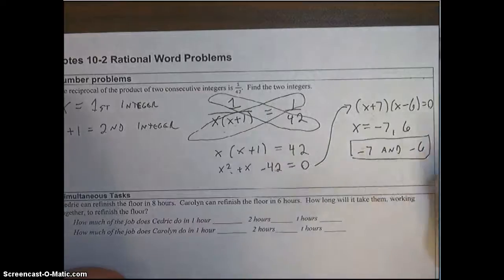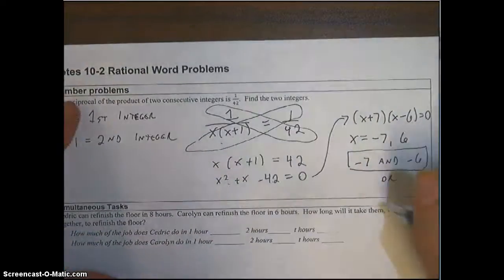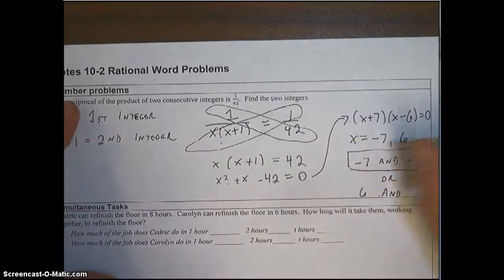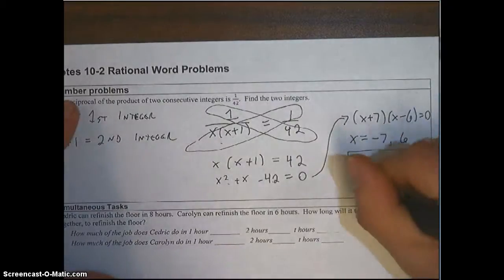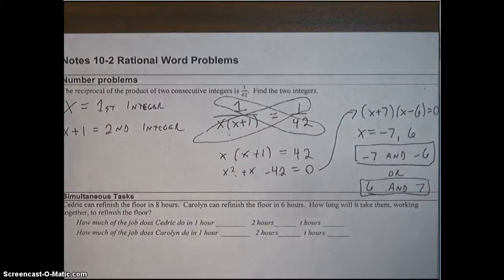So it could be -7, -6. And the other option is if x is 6, then x plus 1 is 7. So these are the two possible integer combinations, -6 and -7, or +6 and +7.